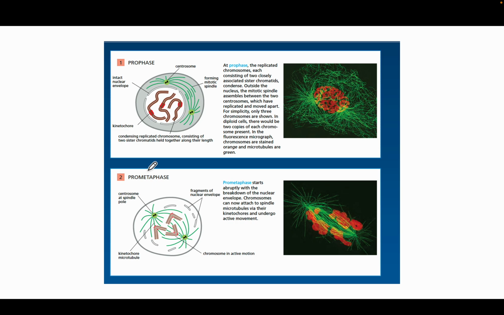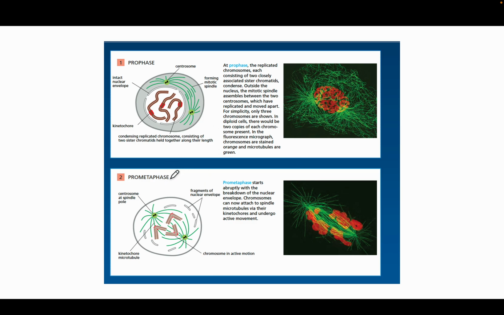So at prophase, what happens? The replicated chromosomes, each consisting of two closely associated sister chromatids, condense. Outside the nucleus, the mitotic spindle assembles between the two centrosomes, which have replicated and moved apart. For simplicity, only 3 chromosomes are shown here. So in diploid cells, there will be 2 copies of each chromosome present. In the fluorescence micrograph you can see, this is a real image. So here the chromosomes are stained orange and the microtubules are stained green.